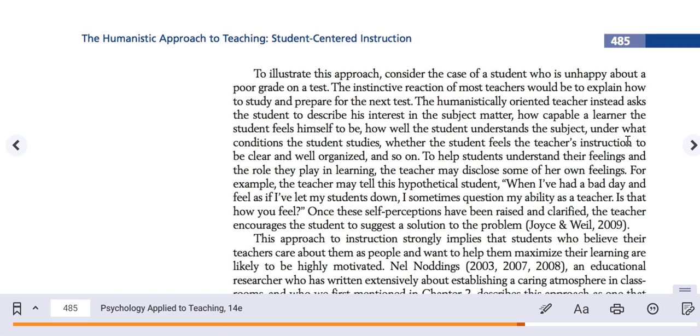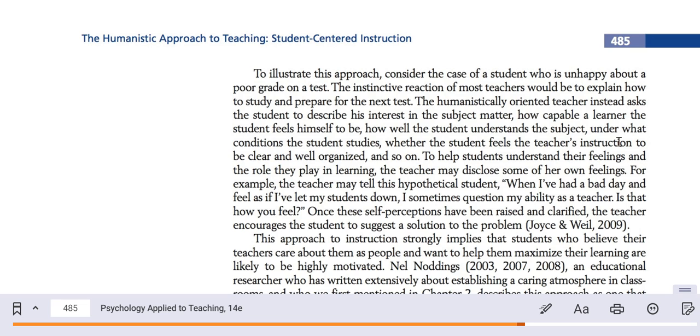To illustrate this approach, consider the case of a student who is unhappy about a poor grade on a test. The instinctive reaction of most teachers would be to explain how to study and prepare for the next test. The humanistically oriented teacher instead asks the student to describe his interest in the subject matter, how capable a learner the student feels himself to be, how well the student understands the subject, under what conditions the student studies, whether the student feels the teacher's instruction to be clear and well organized, and so on.